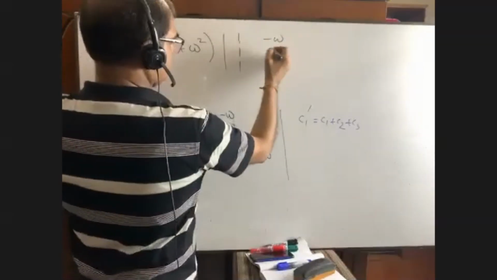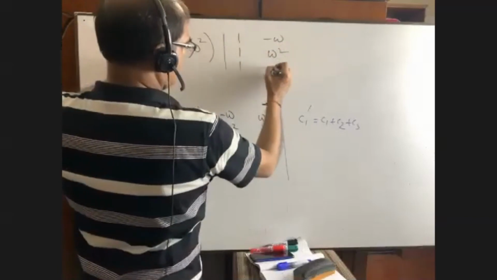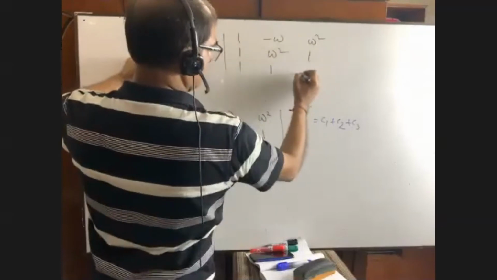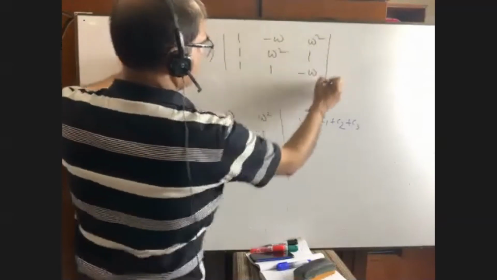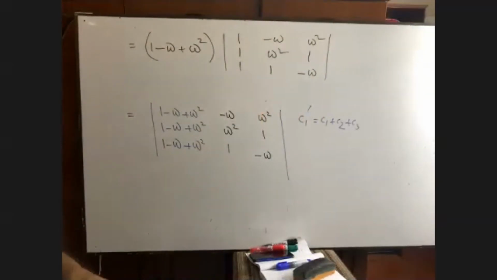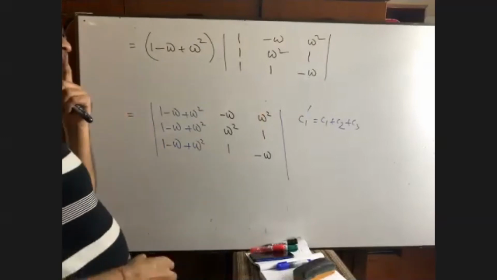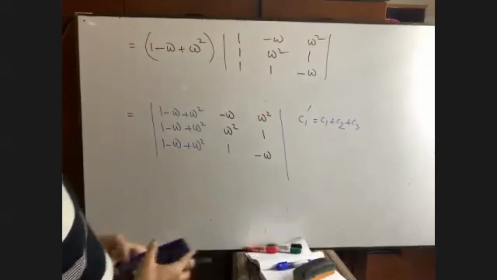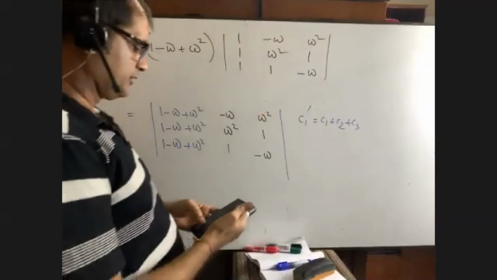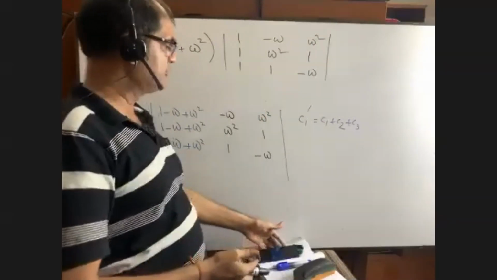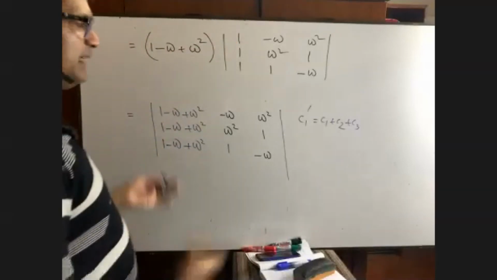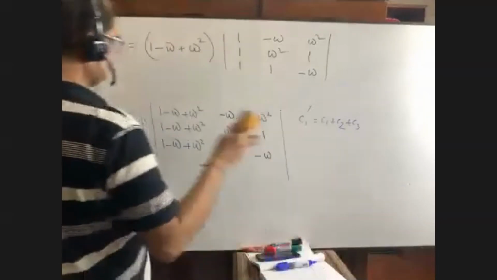minus omega square, 1, omega square, 1 minus omega. Please try to understand. And I told you from the very beginning of the day today that I have to get at least 1, 1, 1. Can you remember? If I get 1, 1, 1, then our math is done.